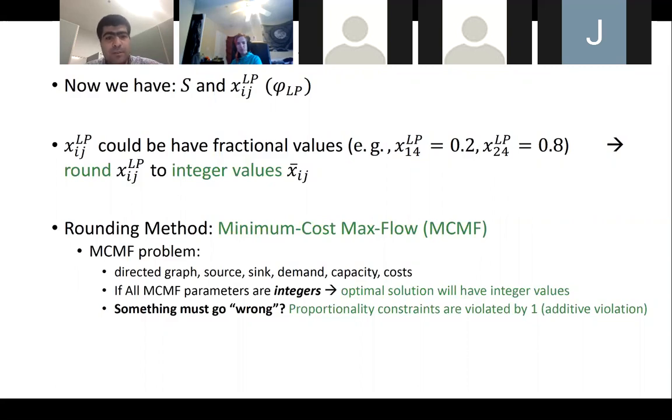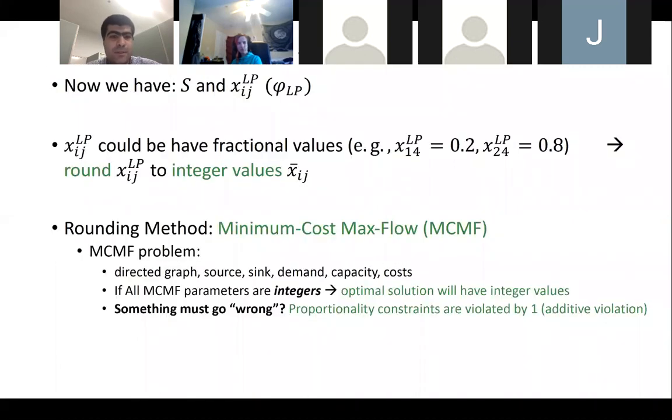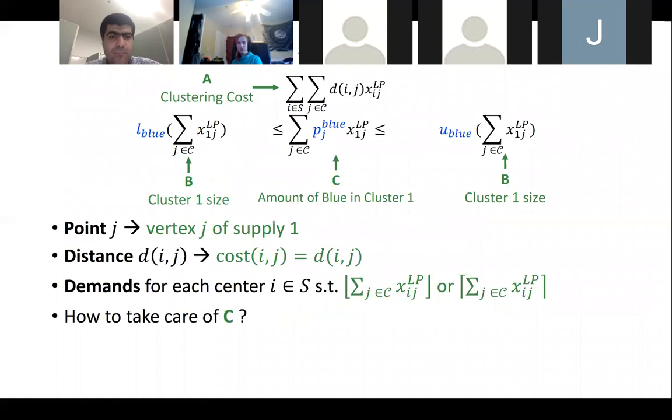Clearly something must go wrong, because we basically started with the integer program, right? We got the LP solution, and now we're rounding it. And minimum cost max flow is going to get the optimal solution. That, we can't do, because we can't solve the problem exactly since it's NP hard. So what goes wrong is that the proportionality constraints end up being violated. But the violation is bounded by 1.